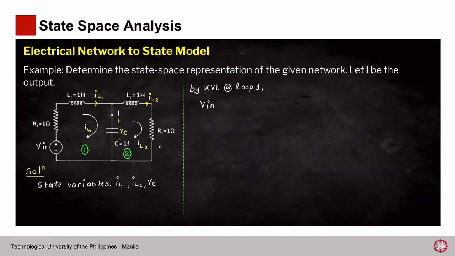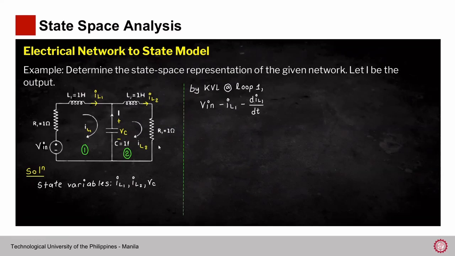V in minus, the current there is IL1, so minus IL1 times 1. I won't write the 1 because the resistor is 1 ohm. Minus, we have the inductor there. The inductor voltage is L di/dt, but L is 1, so I'm just writing dIL1/dt. Here you need to be careful, because you should indicate which IL it is, since we have two IL's.